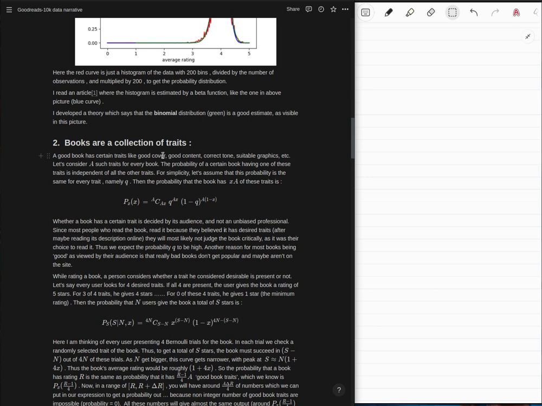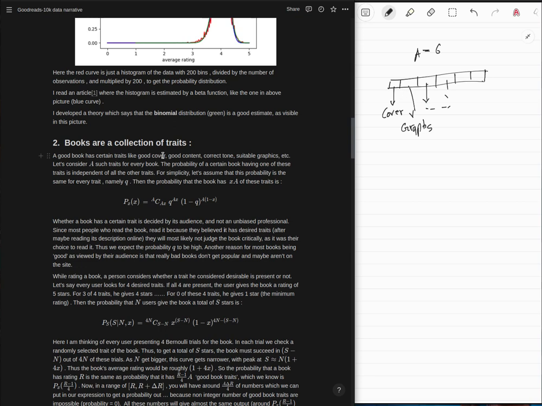So let's start. Books as a collection of traits. A good book has certain traits like good cover, good content, correct tone, suitable graphics, etc. So for a certain book, we have, let's say, 8 traits. So you are thinking of that as a list, right? For example, right now let's just take 6 traits. So A equal to 6. Okay, so let's just say that the first trait is like good cover, and maybe the second one is something like good graphics, so graphs and whatever. Let's not name all of these, let's just let that be whatever. So I just call them trait 1, trait 2, trait 3, and so on.